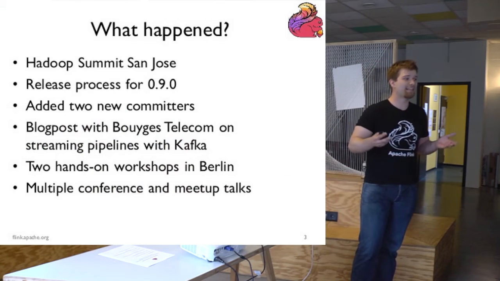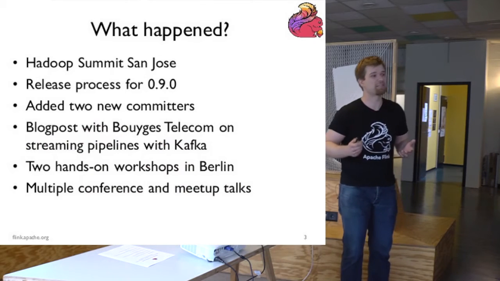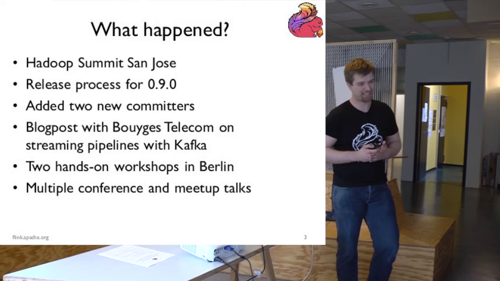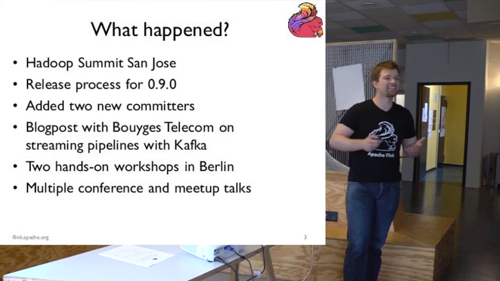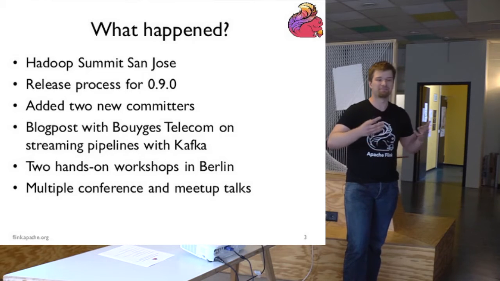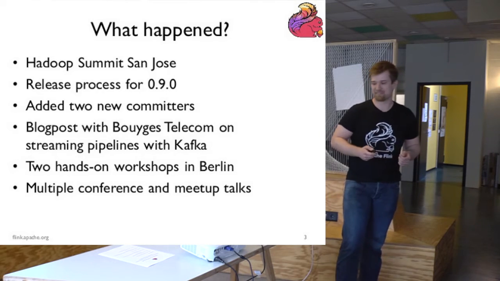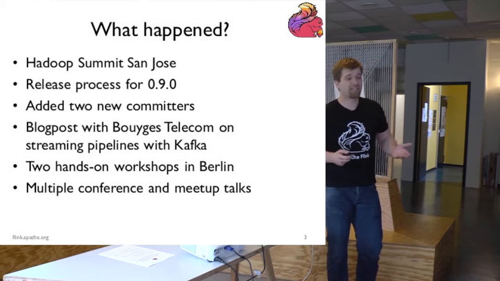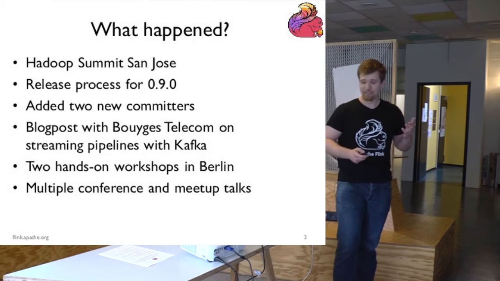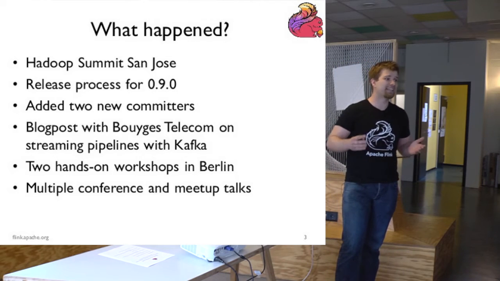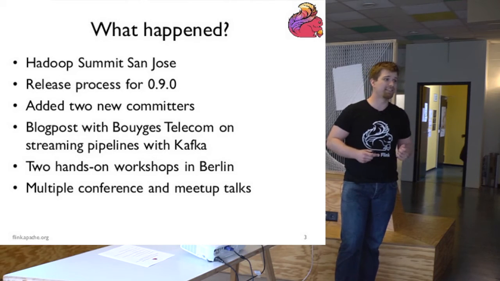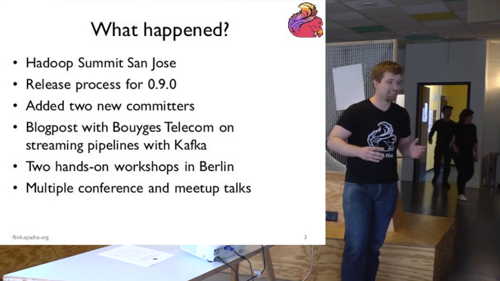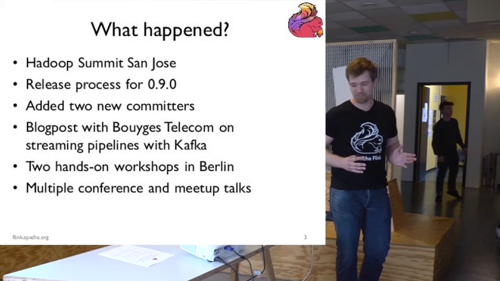So what has happened in the last months? What are the main points that we have to be really proud of, and how has the community progressed? One of the big things that I would like to show you, and the guys who were there representing Flink were really hyped that this was really happening, was the Hadoop Summit San Jose and the attention that Flink is receiving there. Then we finally have the release vote passed for release 0.9, which is a massive release with a lot of commits and a lot of new features.